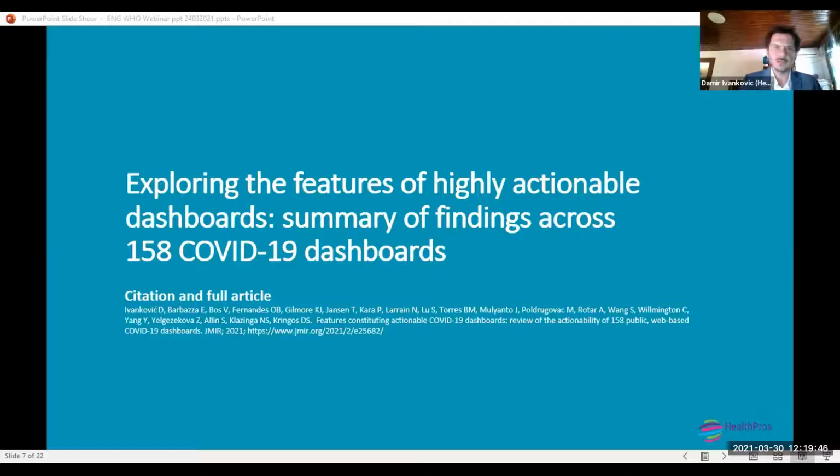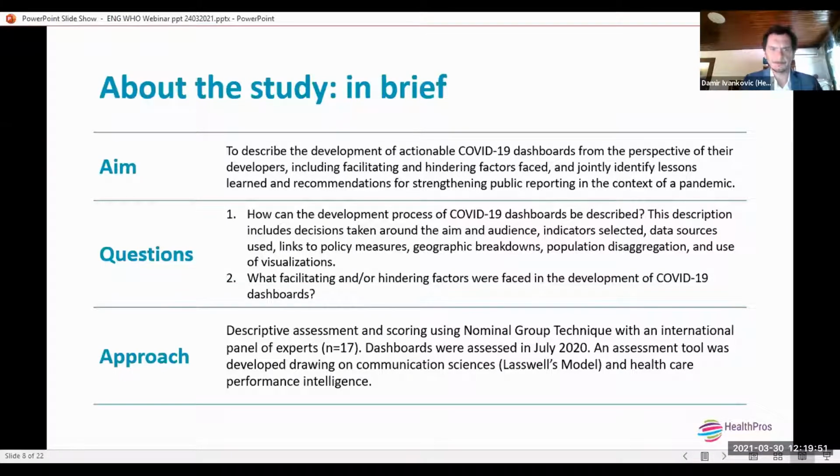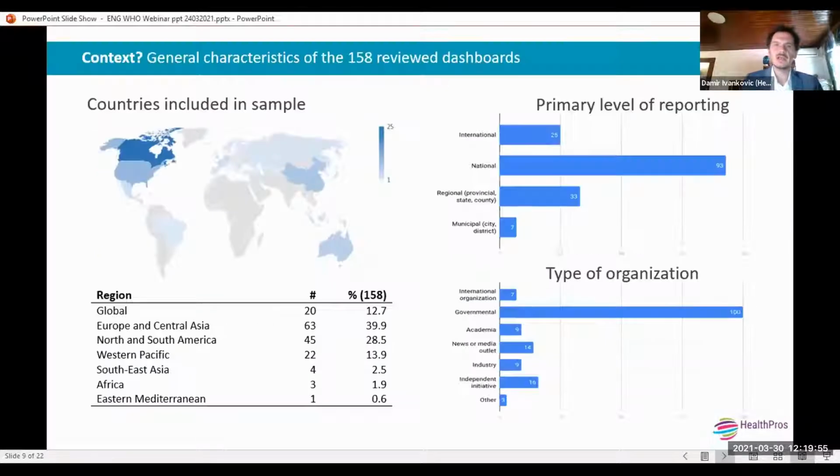We can go to the next slide, or we can already skip the next slide. We can go 2 slides. Yeah, so I've talked about this study. We can go to the next one, which is a short overview of these 158 dashboards that we assessed.